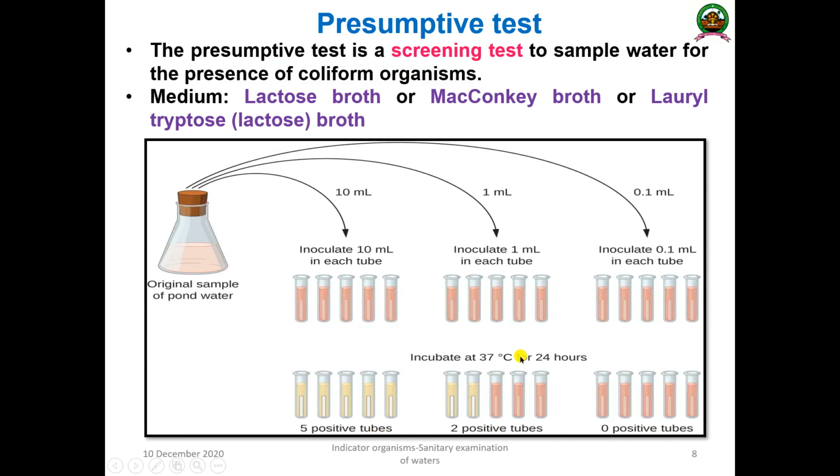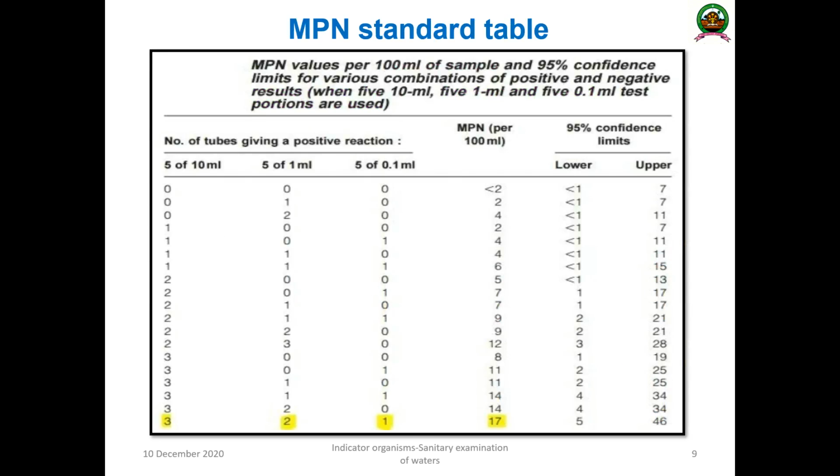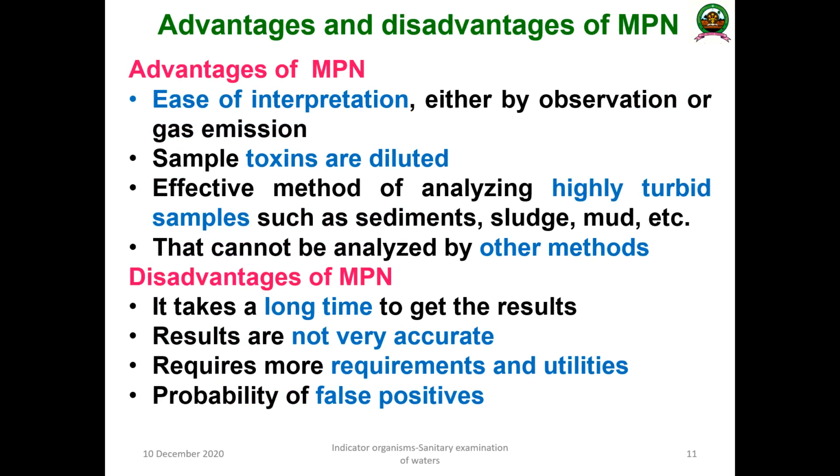Here, how many test tubes and conical flasks do you require? This is for only one sample. So here 3, here 3, here 5, here 5, here 5. If you have 10 samples, then for one test you require 15 test tubes. So imagine if you have 10 different water samples, then you actually require 150 test tubes. So it requires a lot of equipment and utilities.